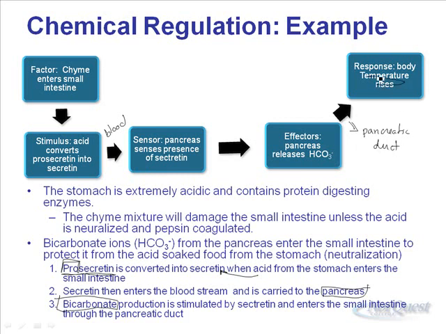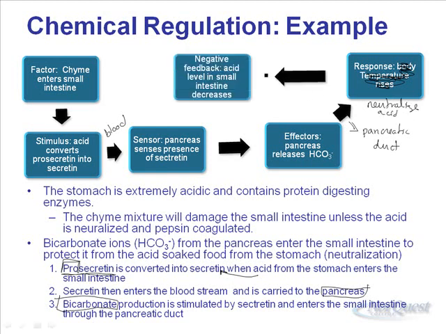And what it's going to do in response to the rise in body temperature is neutralize the acid. The acid levels decrease. No more conversion of prosecretin into secretin. Look at that. I fixed every box except for one.